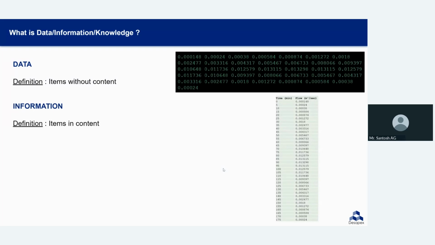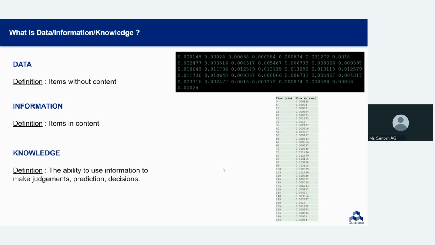Information is items which are represented in context. For example, at the right, here is the data from the previous example. These are the same numbers as before, but this time I have put them in a table and shown what they mean by adding the headings. I have turned the data into information.